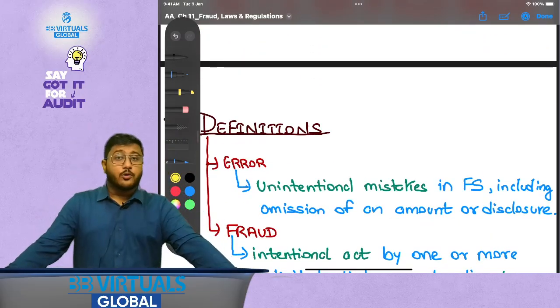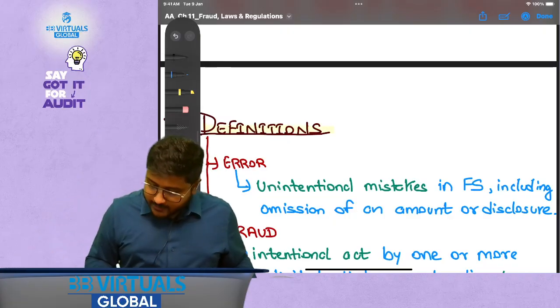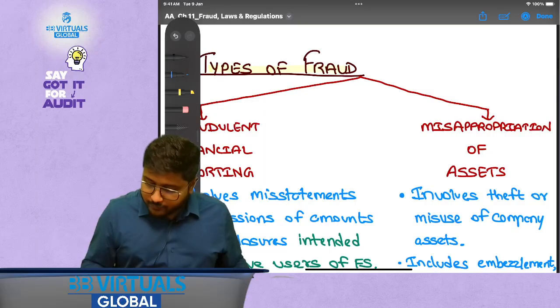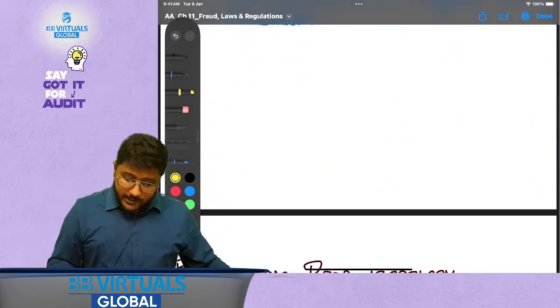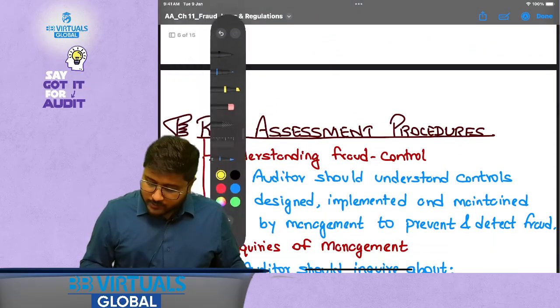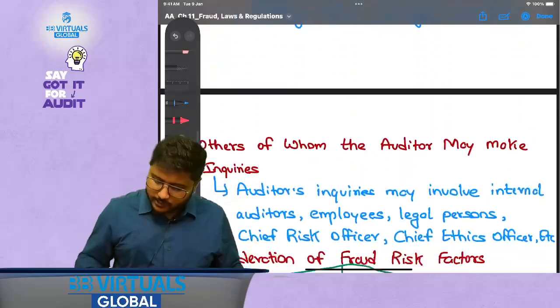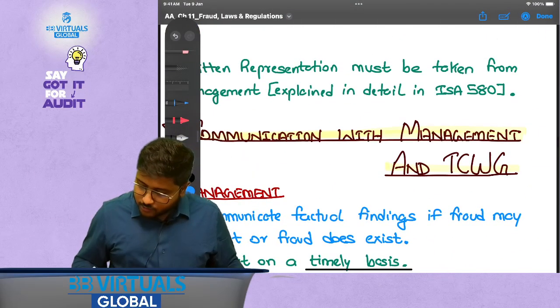Now, what all are the topics, headings that we are going to cover under this standard? So definitions, that is the definition of error and fraud. Then we will be going for the discussion on types of fraud. Then we will be going for the discussion on management's responsibilities and auditor's responsibilities for fraud. Then we are going to discuss about the risk assessment procedure, that is what all risk assessment procedures could be performed relating to fraud. Then we will be discussing about communication with management and those charged with governance.